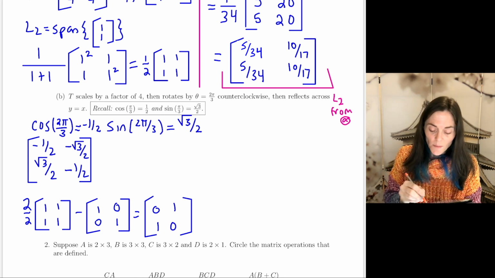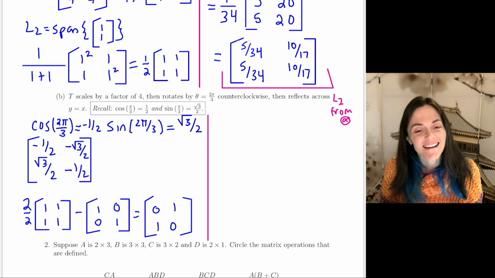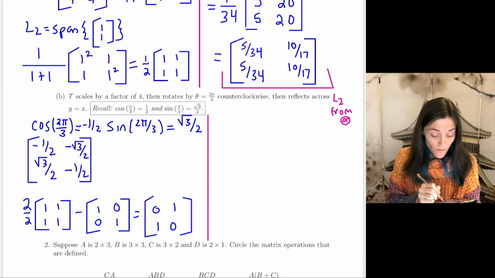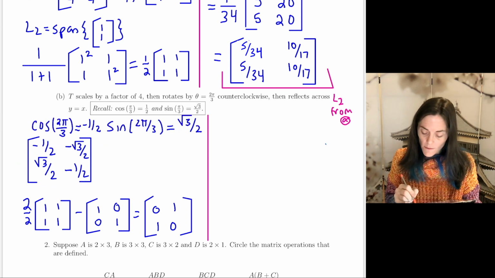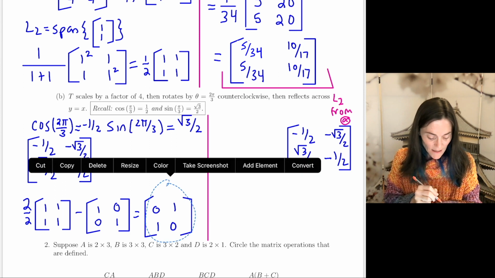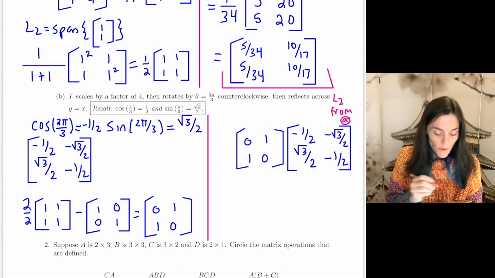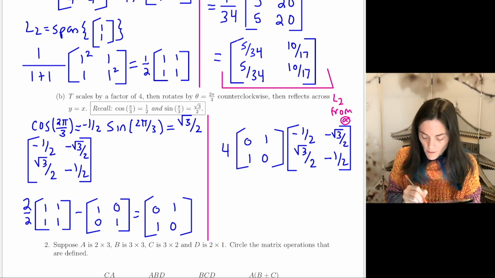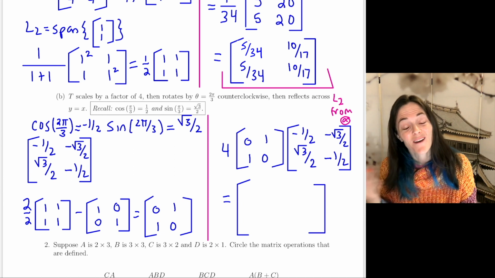Now we're ready to multiply. We have to pay attention to order here. So rotation happens before reflection. So here is my rotation matrix. And then here's reflection. But I can't forget I have a factor of 4. So let's put a 4 here. In the end, what do I get? Well, I can just multiply this, and then make sure I multiply by constant 4.